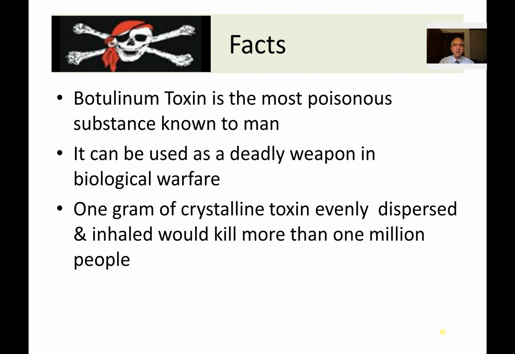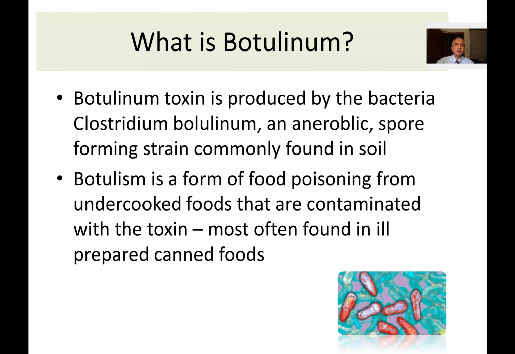Some facts about botulinum toxin: it is the most poisonous substance known to man. It can actually be used as a deadly weapon in biological warfare, and 1 gram of crystalline toxin evenly dispersed and inhaled would kill more than 1 million people. Botulinum toxin is produced by the bacterium Clostridium botulinum, an anaerobic spore-forming strain commonly found in soil. And botulism is a form of food poisoning from undercooked foods that are contaminated with a toxin, most often found in ill-prepared and canned food.